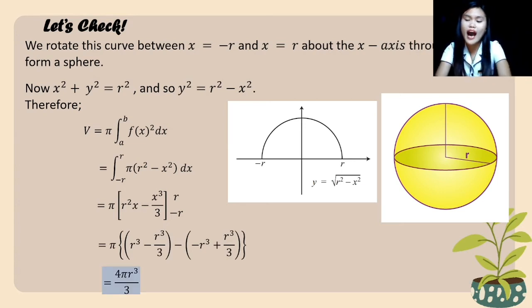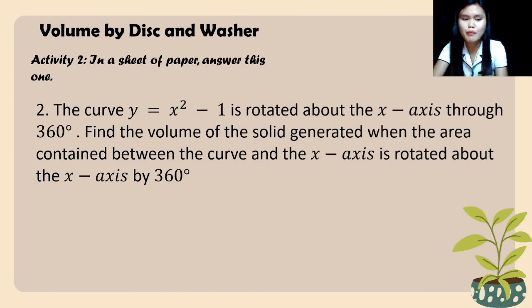Then we have the formula for the volume of a sphere. We have 4 pi r cubed over 3. So any questions and clarifications? Now, in a sheet of paper, answer this one.